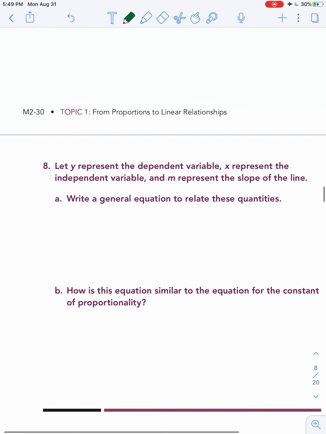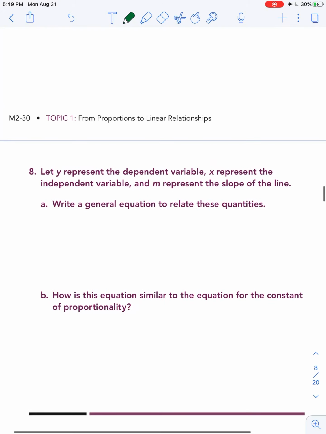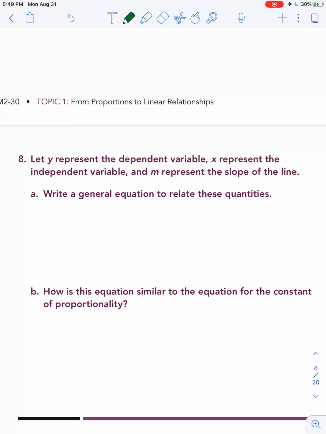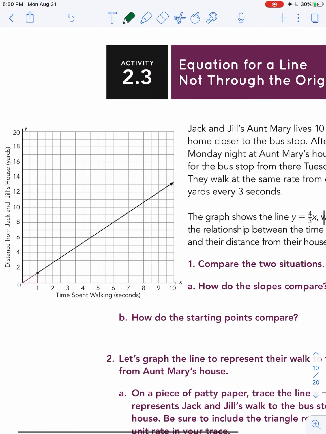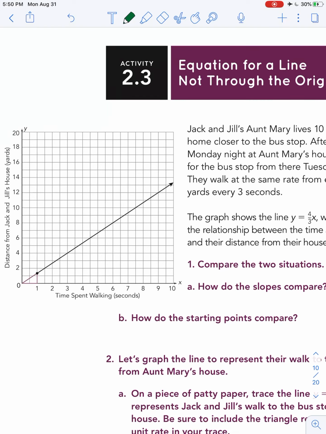Okay, so let's come down here. The general equation of a line that is proportional looks like this, where this right here means slope. So instead of being kx, it is now going to be mx. The constant of proportionality in this case is the m value. Okay, so let's come here. Going through the origin, equation of the line not through the origin.